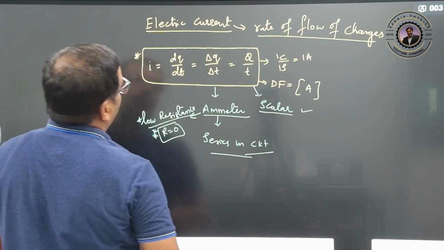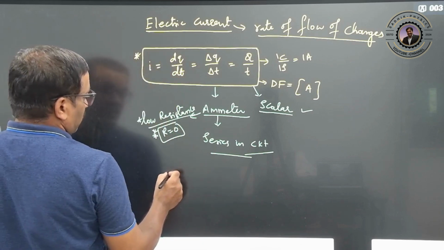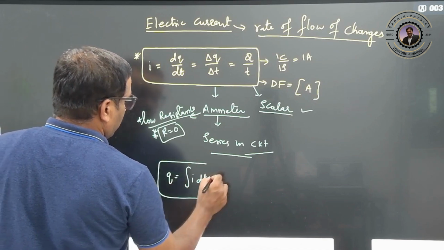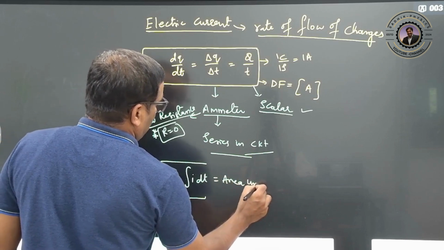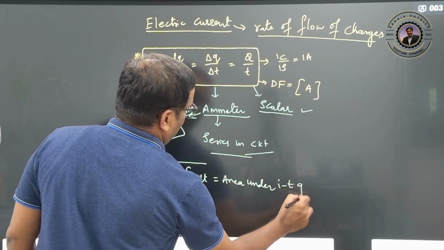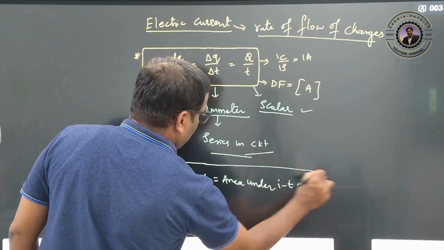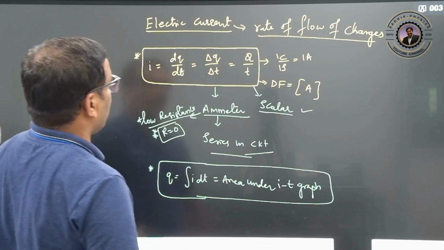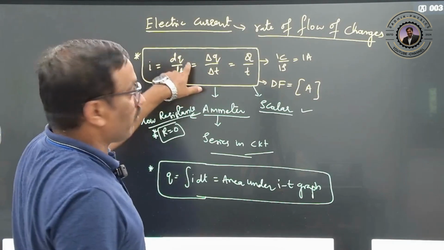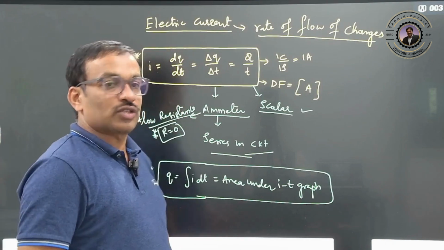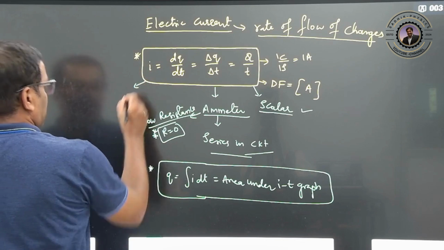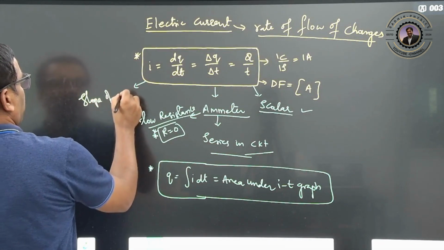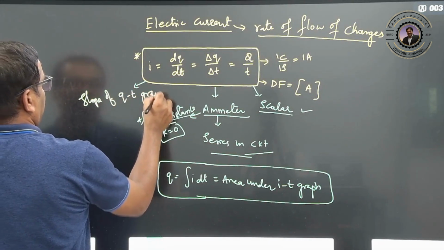Clear? So now, the amount of charge which has flown, q, is equal to the integral of I dt, or we can write this as the area under the I-t graph. If you calculate the area under the I-t graph, that will give us the amount of charge which has flown. And if it is charge per unit time, then on the charge versus time graph you have to calculate the slope. So you can take it as the slope of the charge versus time graph.